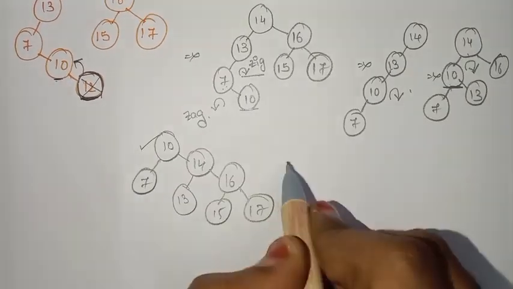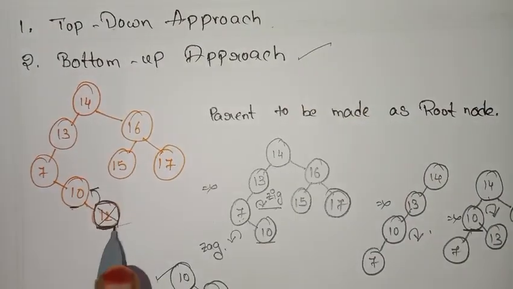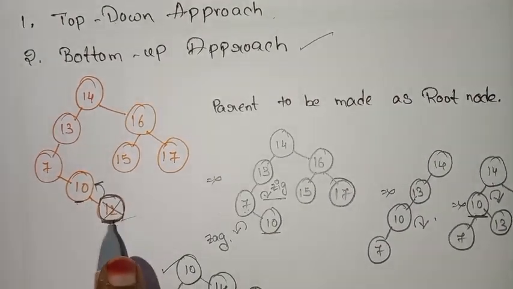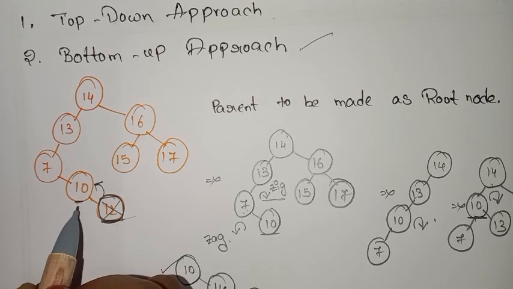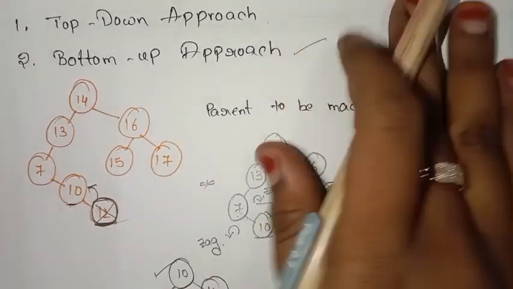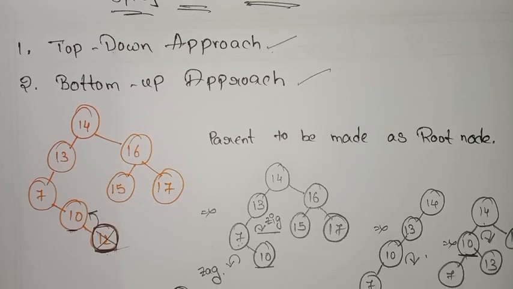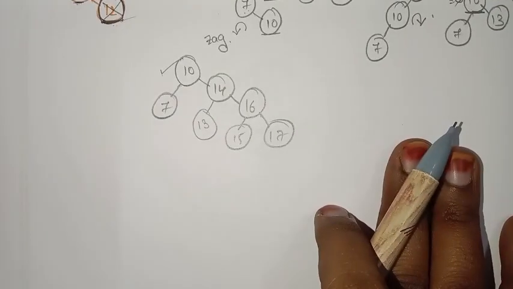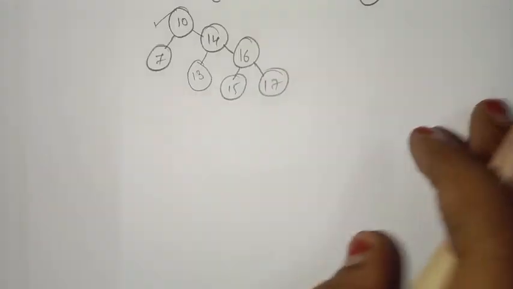So that is the bottom up approach. Simply bottom up approach, because it starts from the bottom, from the leaf node. If you have deleted any node from a leaf node, then we need to make its parent the root node. Now come to the top down approach. That means if you want to delete any internal node, how we need to perform the rotations.